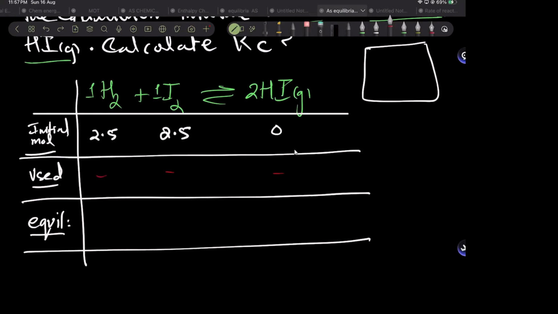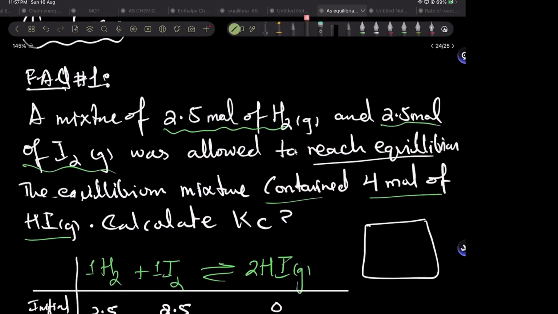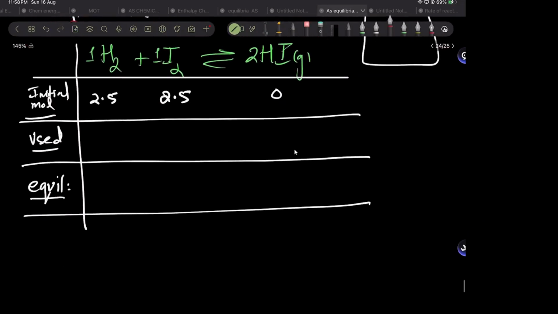Are we clear? So you know the initial moles of H2, you know the initial moles of I2, you know that HI initially was 0. Now the question says that the equilibrium mixture, when the reaction had reached equilibrium, contained 4 moles of what? HI, gaseous, right? So at equilibrium, I have 4 moles of HI that were formed.